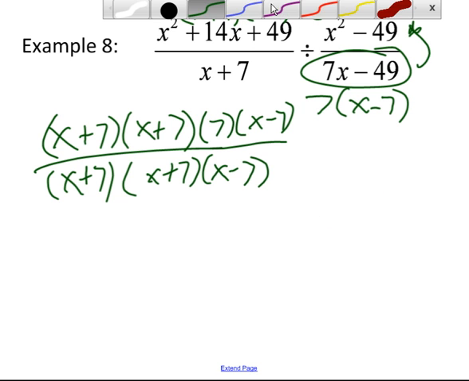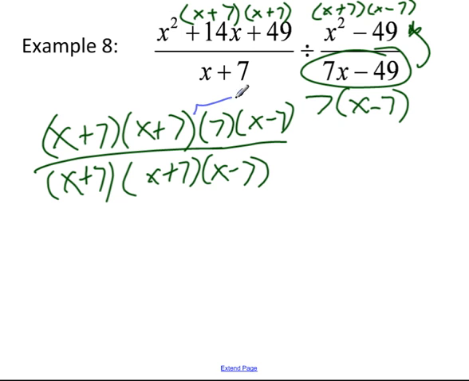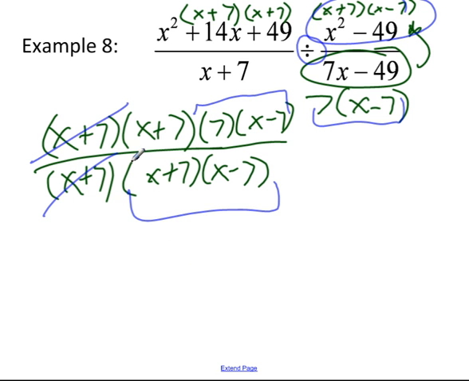Now we get to cancel. And hopefully you see this was just this from the bottom that got put up top. And this was just my top got put at bottom in order to make my division into multiply. So who's gone? X plus 7, x plus 7 gone. X plus 7, x plus 7 gone. X minus 7, x minus 7 gone. 7 is left. All by himself.